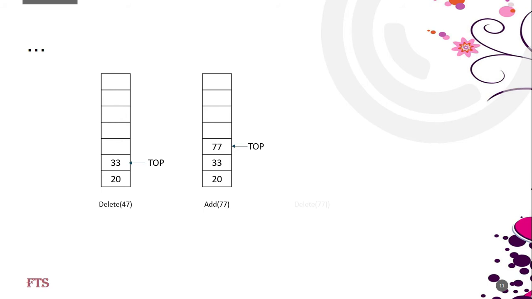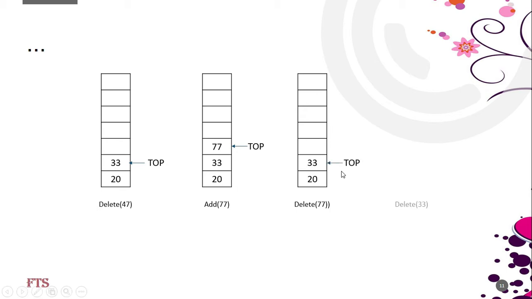If you add another new element 77, it will be on top of 33. Now top is incremented by 1 and pointing to 77. Delete operation deletes the topmost element, which is 77. Now top is pointing to 33. Again, delete operation, 33 is removed and top is pointing to 20, which is the bottom element of the stack. This is how it works graphically.